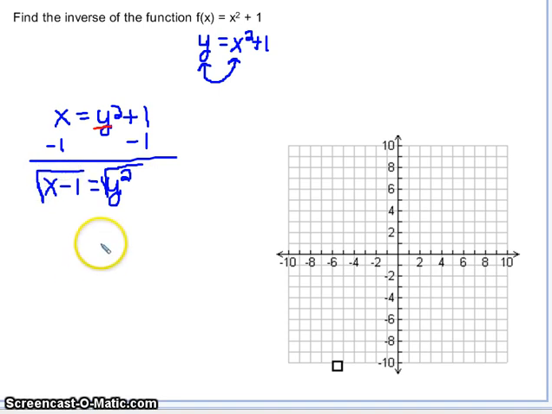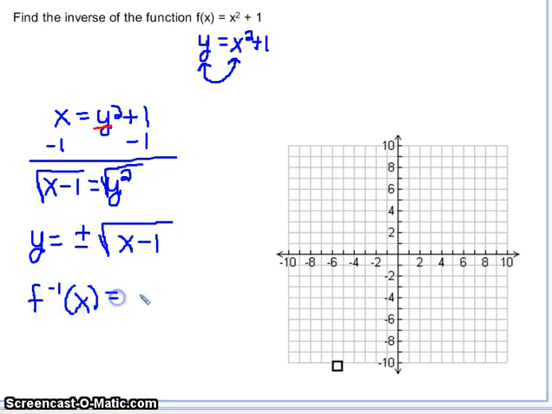Now, we hopefully are at the point where we know if we're taking the square root that y is going to equal plus or minus the square root of x minus 1. Now, this is going to be my inverse, and so we typically would write it f to the negative 1 of x is equal to plus or minus the square root of x minus 1.